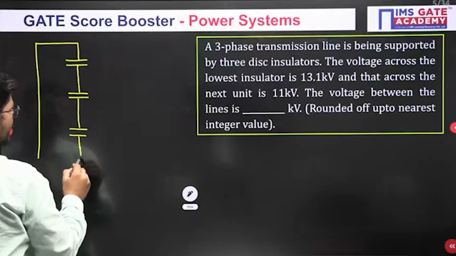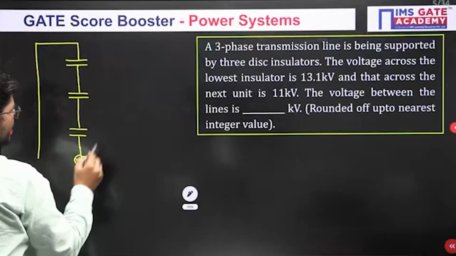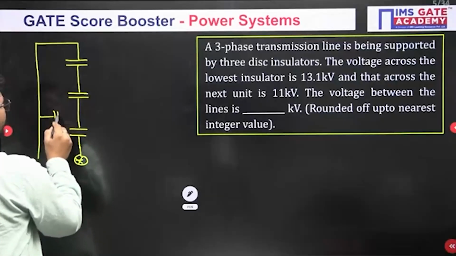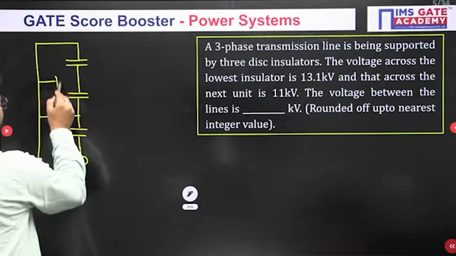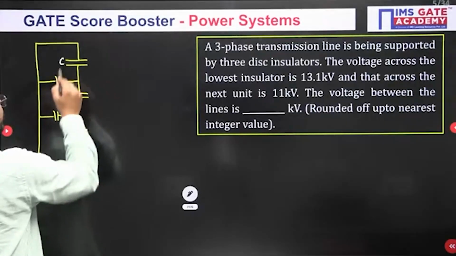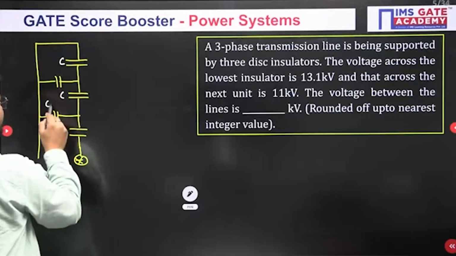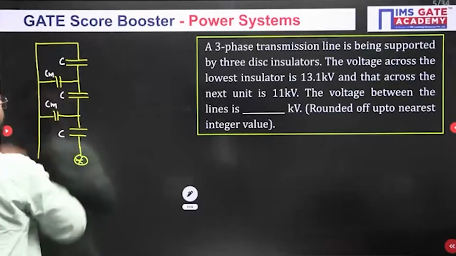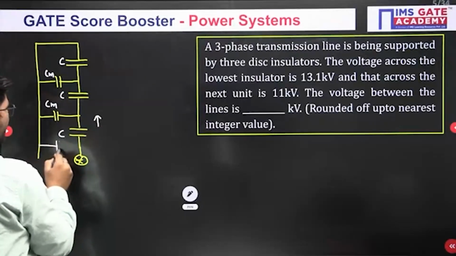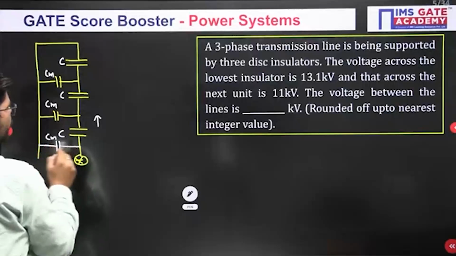like this. Okay, and the lower one is carrying the conductor. Okay, so this will be the pin to earth capacitance. Fine, this capacitance will be C, C and C, and these capacitances will be C·m. Now what is this voltage? You can make one more capacitance here if you wish.